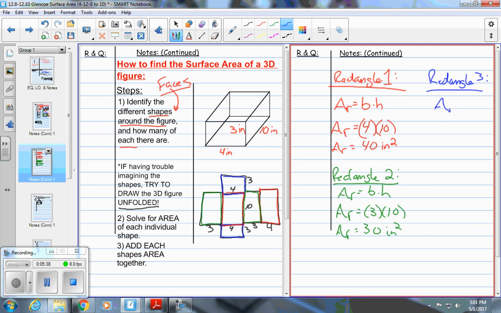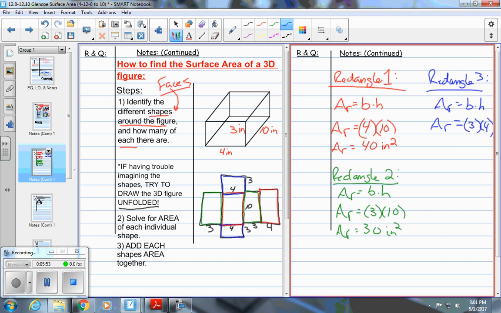And the area of the rectangle formula hasn't changed, still base times height. Notice, I even write it every time. What are the base and the height of that last rectangle? You're right, it's 3 and 4.